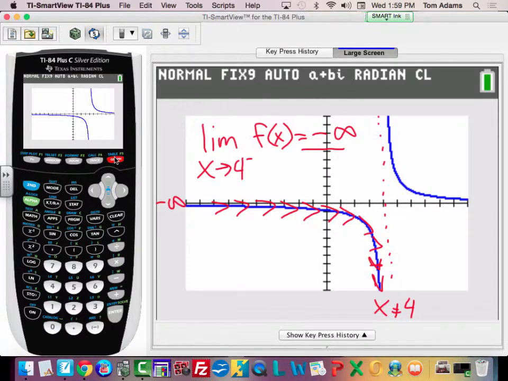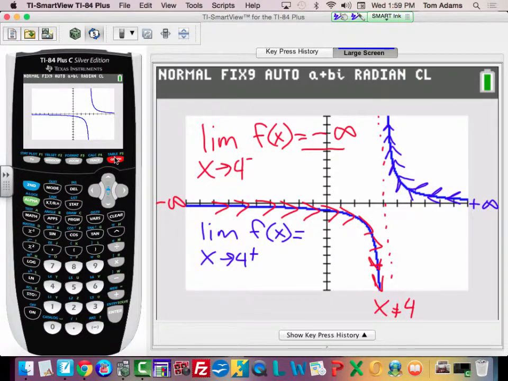So now we're just going to do the same thing, except we're going to take the limit as x approaches 4 from positive infinity. And so now for this one, again, we're starting from the positive infinity side, and we're going up the curve.